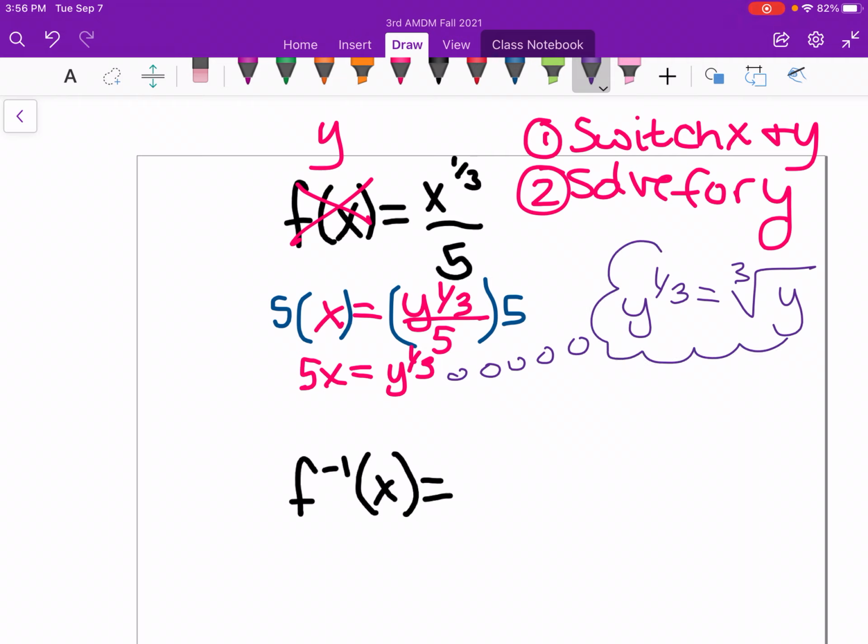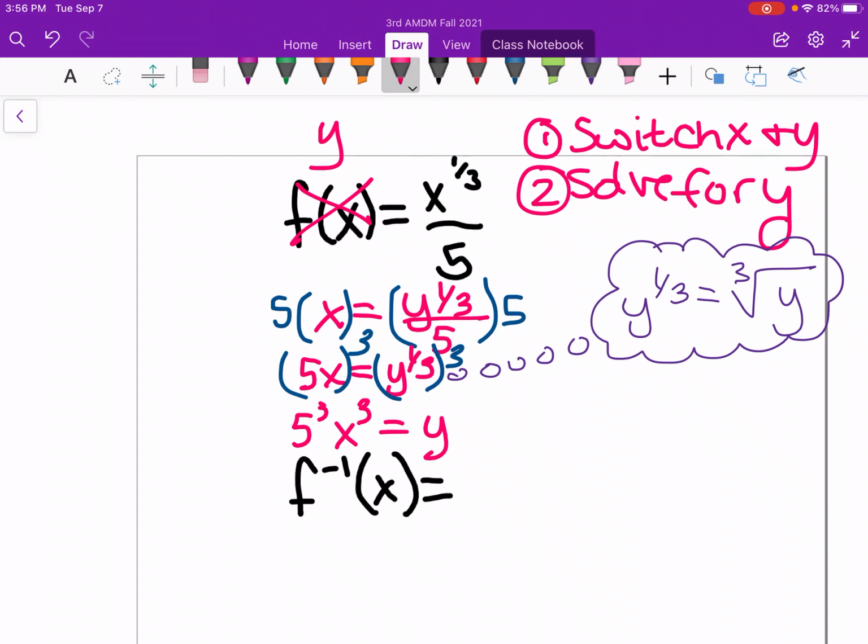That's what that is. So in order to get rid of that cubed root, I have to raise both sides to the third power. So I'm going to raise this to the third power, and I get 5 cubed x cubed equals y. But I can't leave it like that. 5 cubed is 125, so I get 125x cubed is y, or f inverse of x equals 125x cubed.